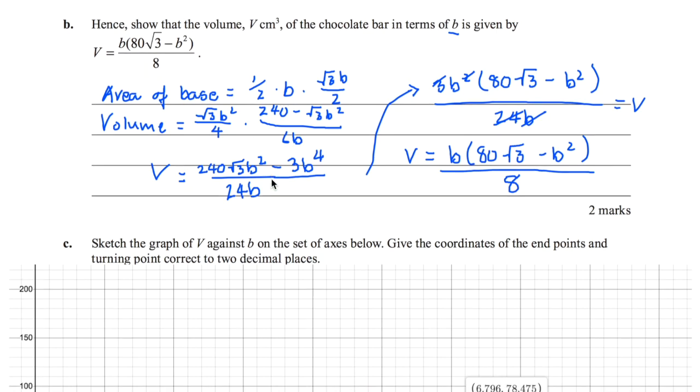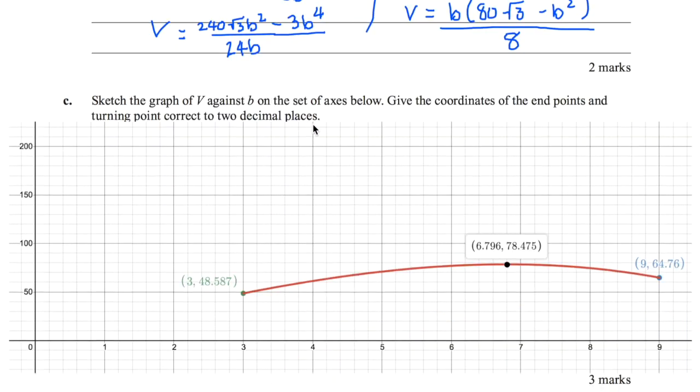So the next part says, sketch the graph of V against b on the set of axes below. Give the coordinates of the endpoints and turning point, correct to 2 decimal places. Along here, I've just done this on Desmos. Along here, we've got the volume in centimeters cubed, and along here, we've got the base in centimeters.